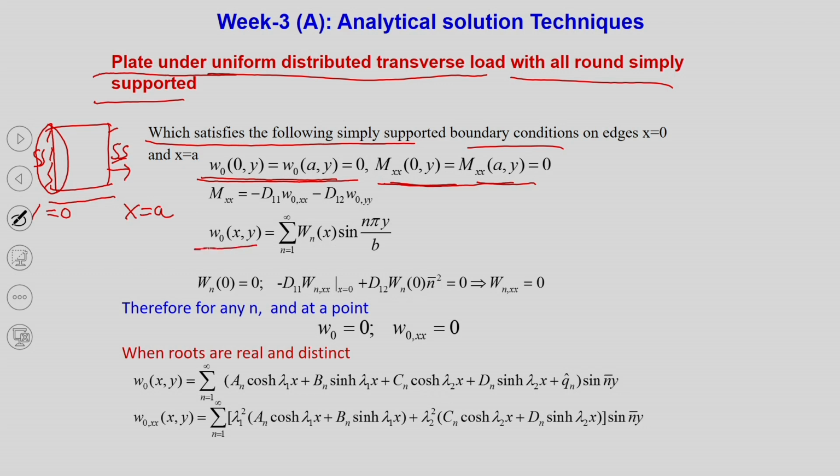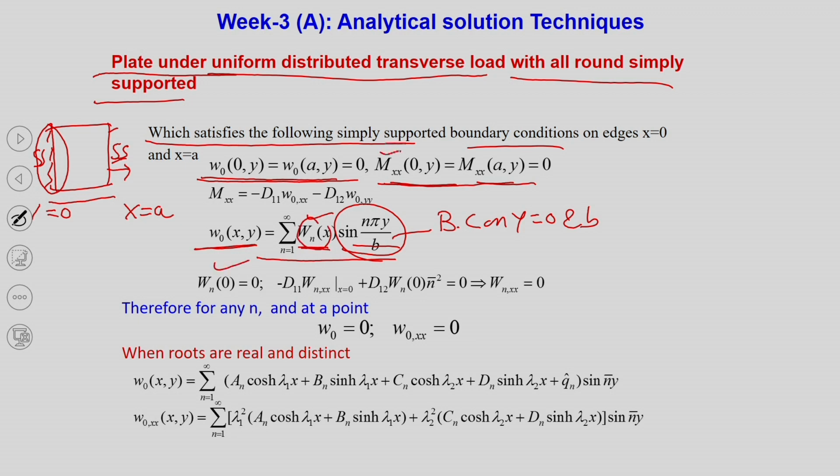Now we see that these are written in a general form, W naught and Mxx. What is the function of W naught? W naught is Wn of x sin(n pi y by b). So basically this satisfies the boundary condition on y equal to 0 and b, and this Wn needs to satisfy the conditions along the x axis. So when I say W naught is 0, it means Wn of x has to be 0.